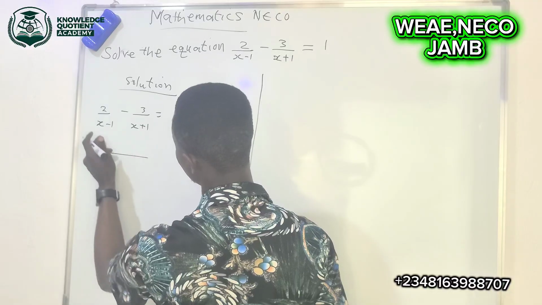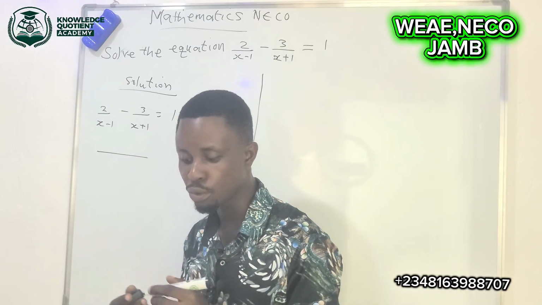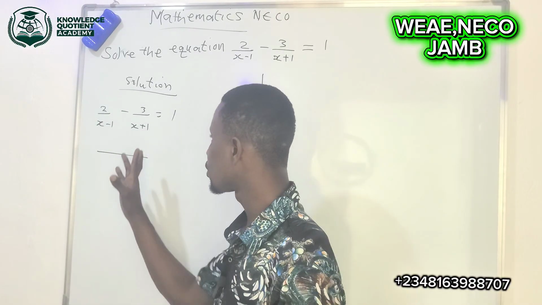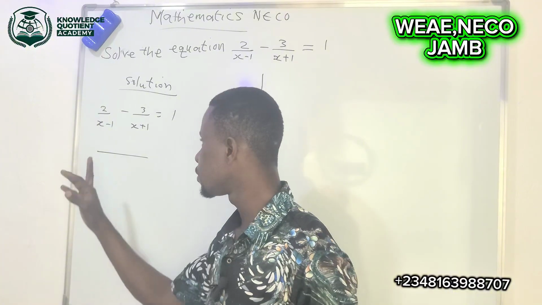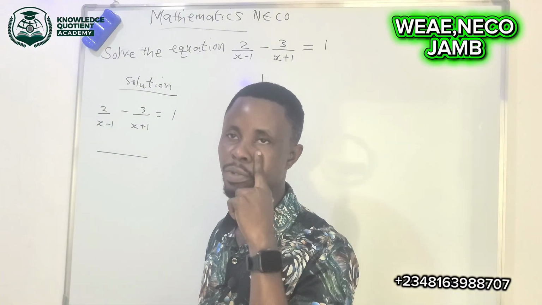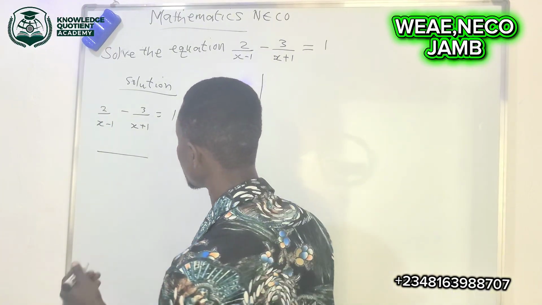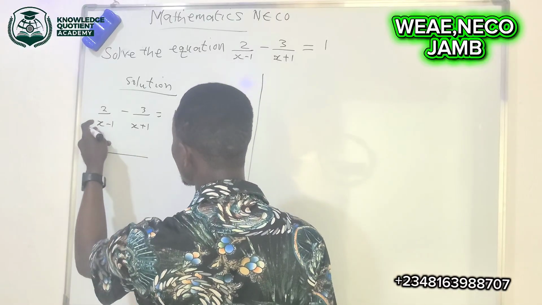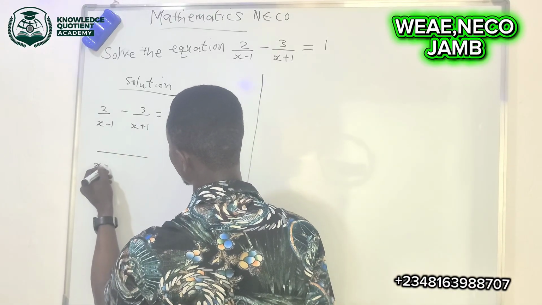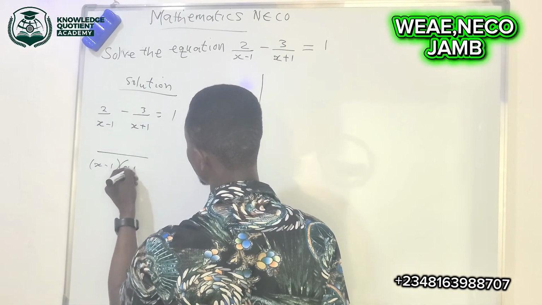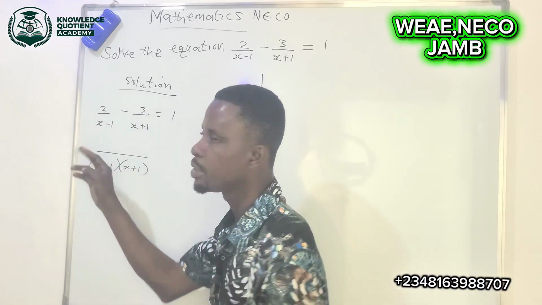So what's the LCM? The LCM is just this and this, just like when you're looking for the LCM of a prime number, but this is not a prime number. This is an algebraic fraction, basically a number and an alphabet. So we look for the LCM of both of them. The LCM of both of them is x minus 1 close the bracket, then x plus 1 close the bracket.